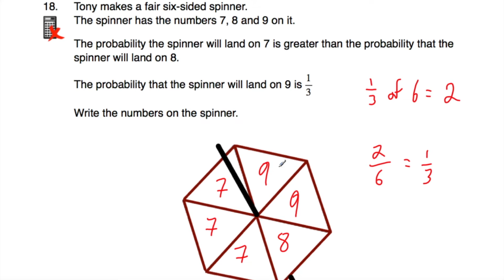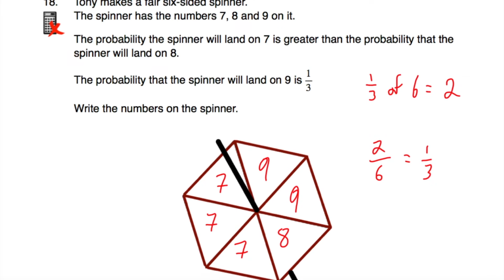So we've filled out the numbers on the spinner. The probability of getting a 9 would be 2/6 or 1/3 if you cancel it down. And the probability that the spinner lands on 7 is greater than it landed on an 8. And that's it. Okay, let's look at our next question, question number 19.